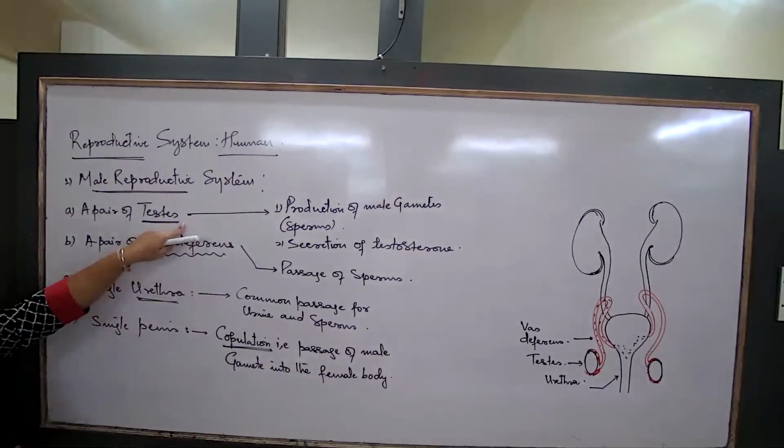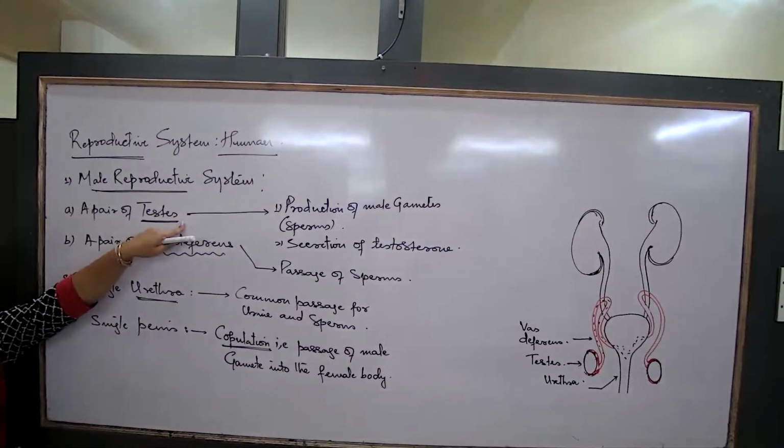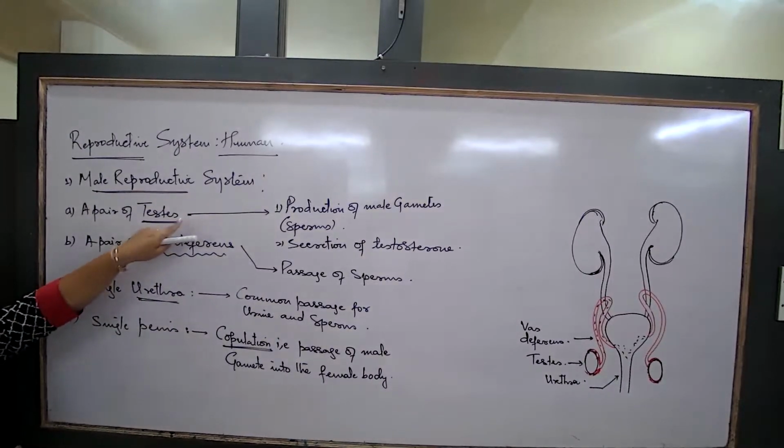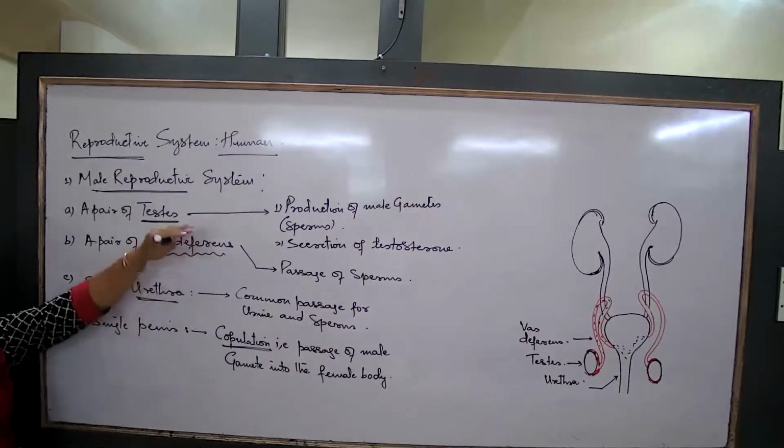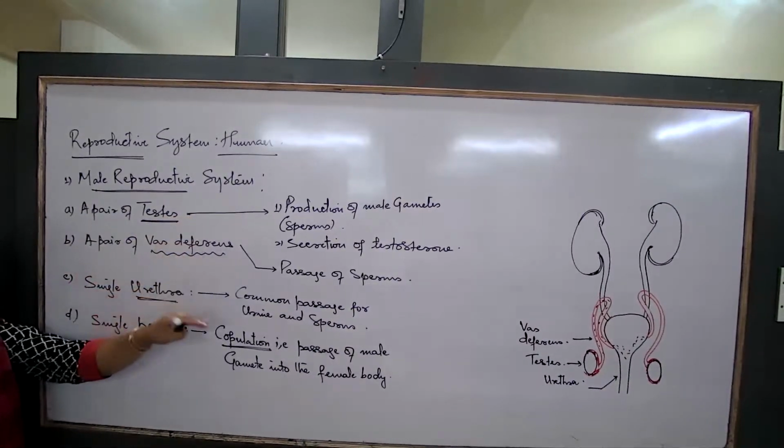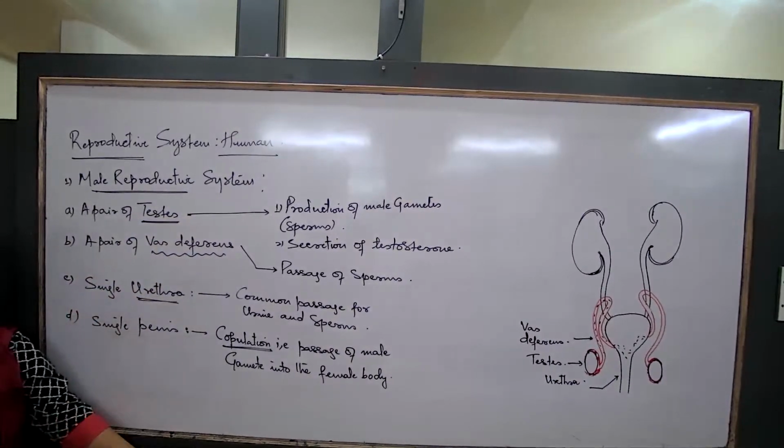Now we'll go back to the concept of testes again. बाकी सारे features we have to understand for the table. So testes we are going to learn. So first of all, 1, 2, 3, 4. 4 parts I discussed.